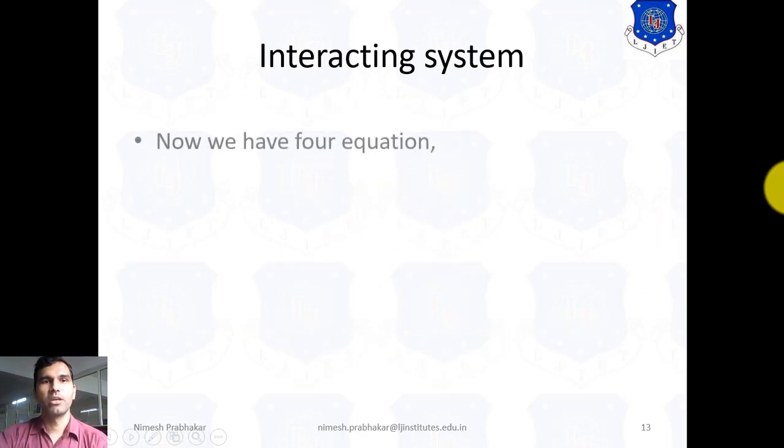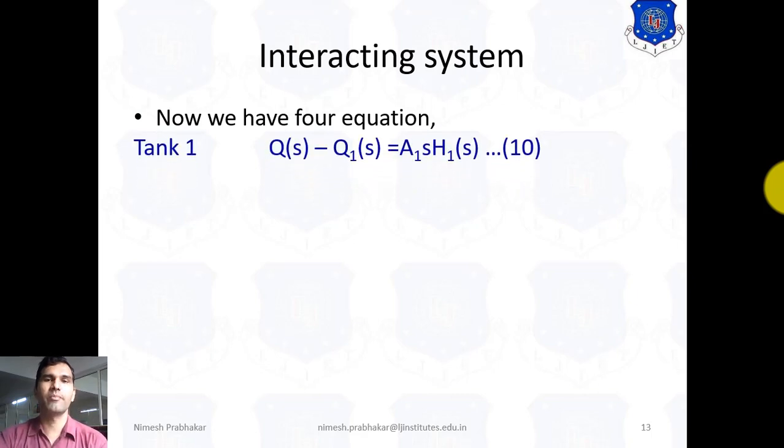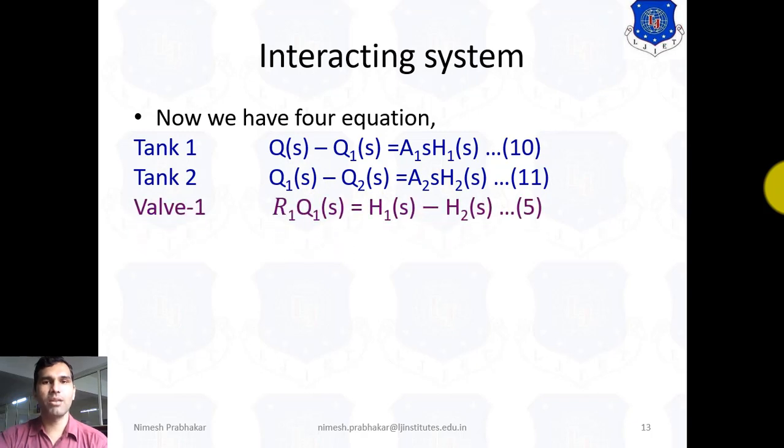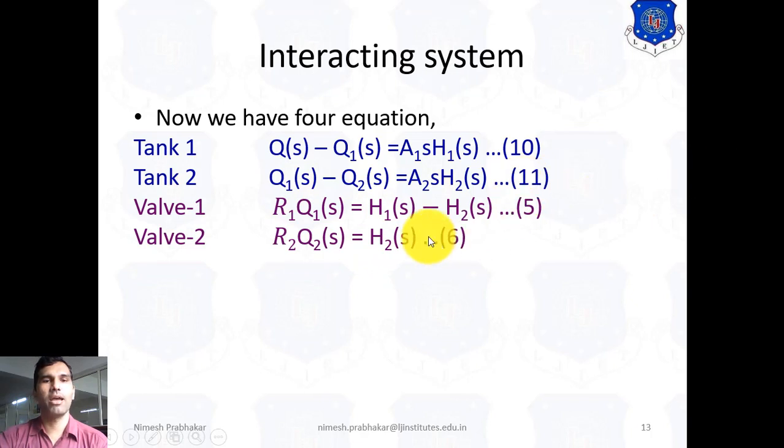So now here we have 4 equations: the Laplace transform of tank 1, the Laplace transform of tank 2, and for valve 1 we know Q1(s) is equal to H1(s) minus H2(s) upon R1, so R1 goes to the multiplication. So we can write this for valve 1, and for valve 2 we can write R2 times Q2(s) is equal to H2(s). So now solving these 4 equations, we get the Laplace transform of the interacting system.